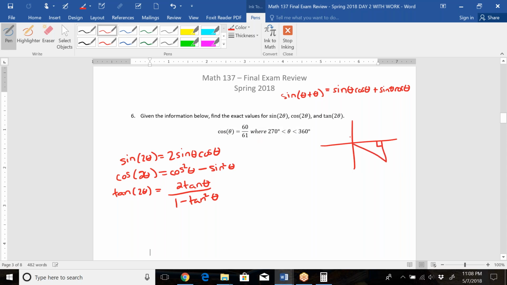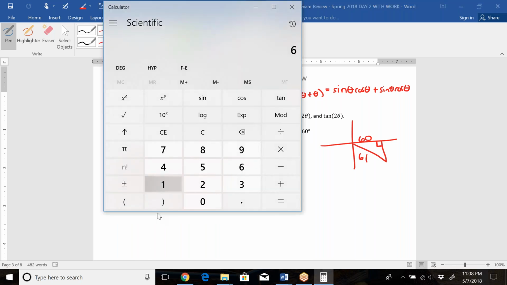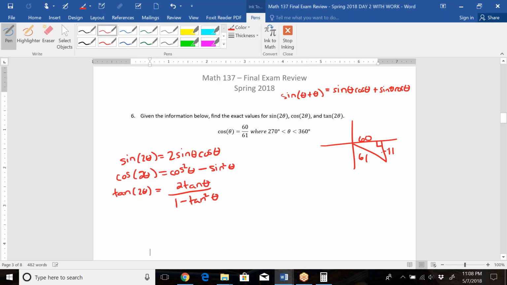So this is cosine is adjacent over hypotenuse. So we need to use Pythagorean theorem to find the other side of that triangle, which is 121. So square root of that is 11, and that'd be negative here because we're in quad 4. So this would be a sine of theta, because that's what this is, negative 11 over 61. Cosine of theta we knew was 60 over 61, and tangent of theta is negative 11 over 60.